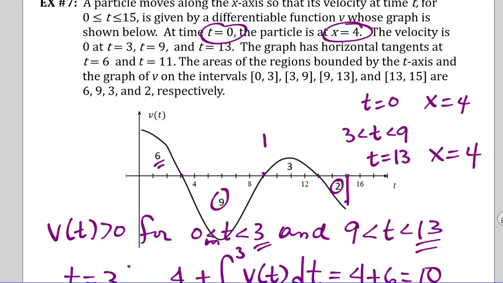All right, but from there, we're just going backwards from 4. And so altogether, it looks like there are 3 values. By the intermediate value theorem, there are 3 values for t where the particle is at 4.